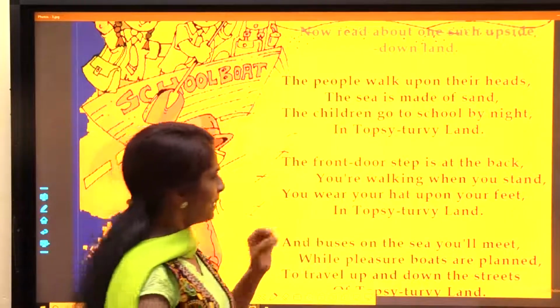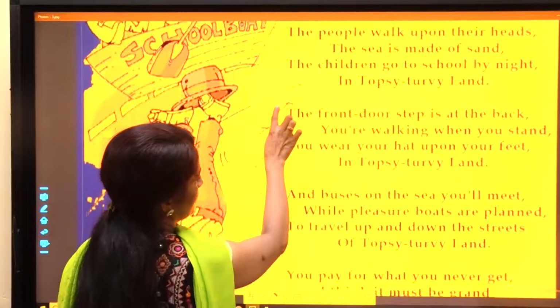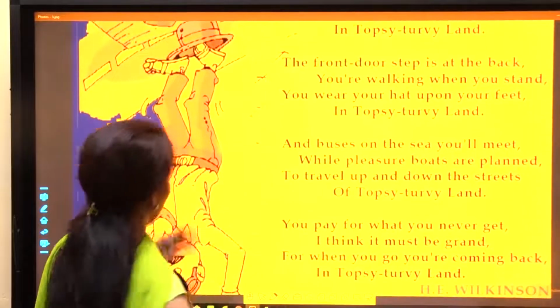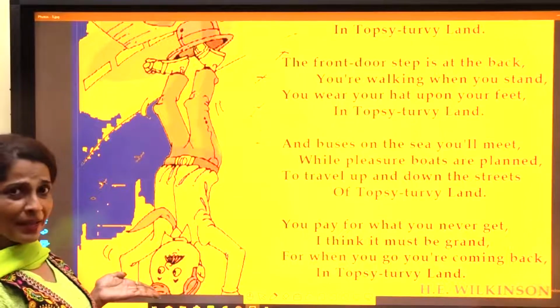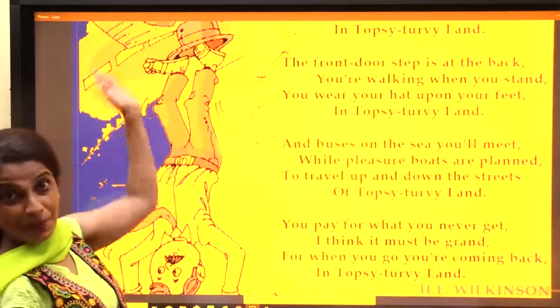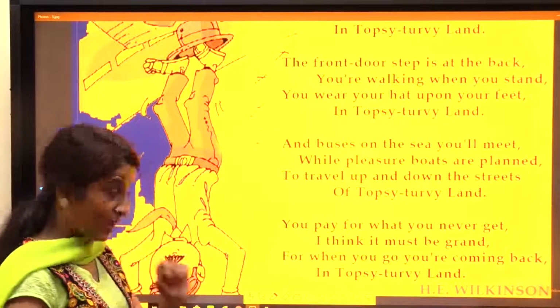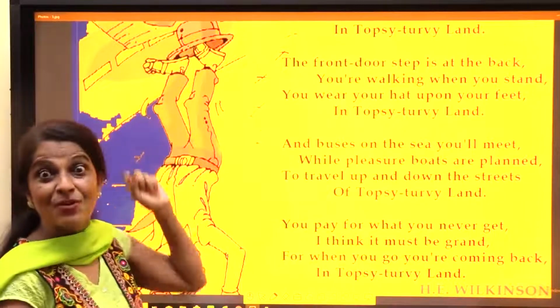Okay. Now, on to the third stanza, children. There you can see your map over here. देखिए, सर कहाँ पर है? नीचे है. टोपी कहाँ पर पहना हुआ है? पैरों में पहना हुआ है. He's put on his hat on his feet.